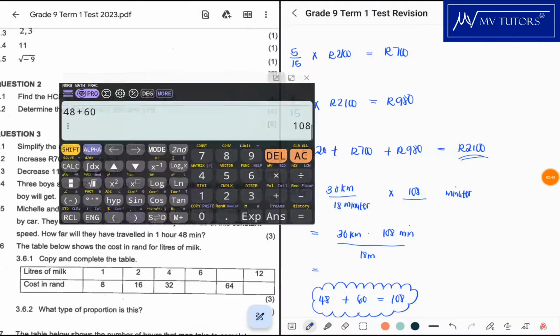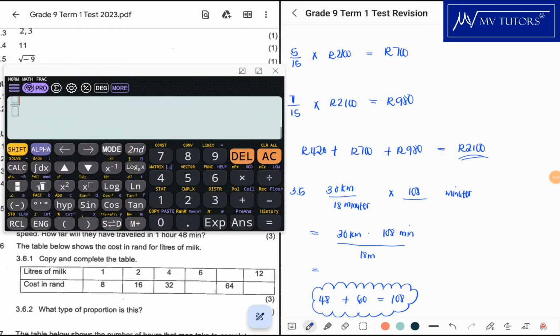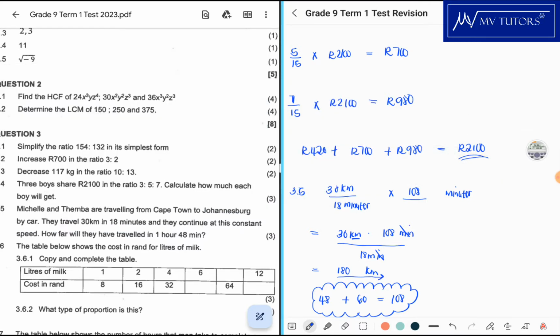So now we have 30 multiplied by 108 divided by 18. Okay, because the minutes are going to cancel, and then we're left with kilometers. So our answer will be in kilometers. And we see that actually they would have traveled 180 kilometers. Okay, which is a fraction of their trip. But yes, that is it.